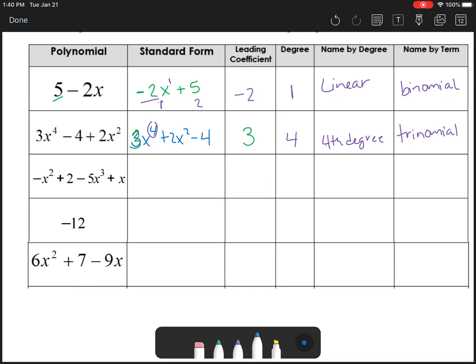We'll do negative 12 really fast. Your negative 12, notice that it's all by itself. The leading coefficient doesn't really have one. You could say it doesn't have one, or negative 12. I would accept either. The degree would be 0 because it doesn't have a variable in it. Name by degree, well, since it's just a number, we would call this a constant, and then there's only 1 term, so it would be a monomial. So, monomial. So looking at these, we're really just practicing using that vocabulary.